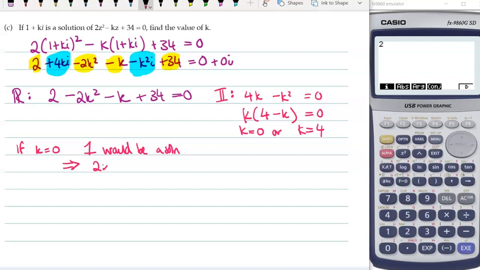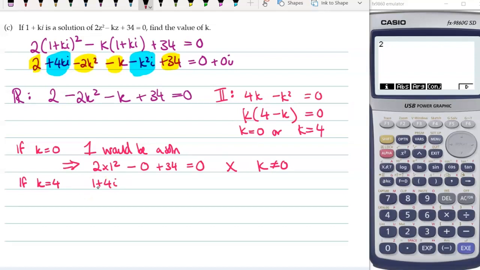So I'd have 2 times 1 squared minus k times z, which is 0, plus 34 is equal to 0. Well, that clearly is not true. So k cannot be equal to 0. Now check if k equals 4, then 1 plus 4i is a solution.